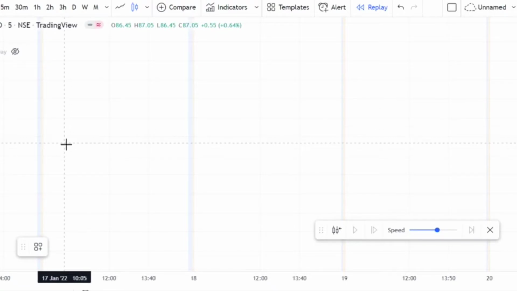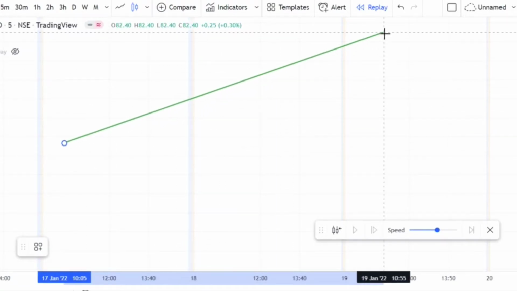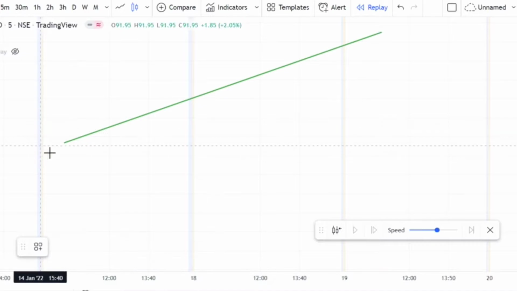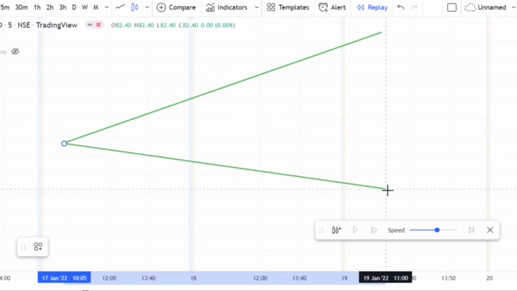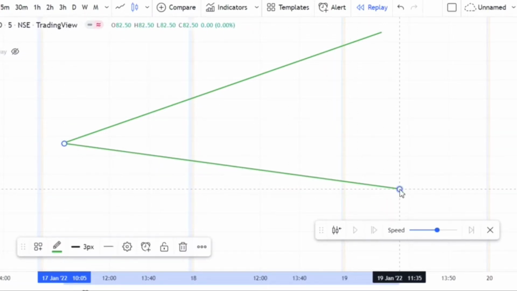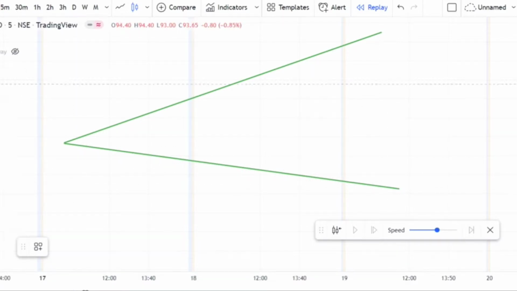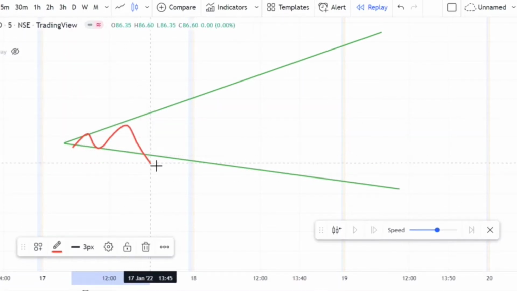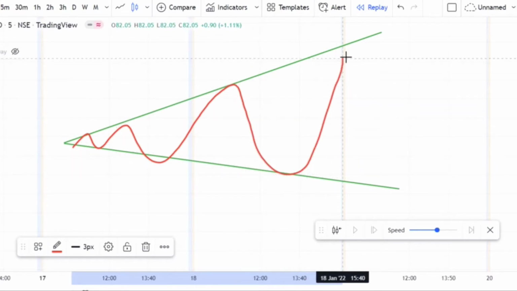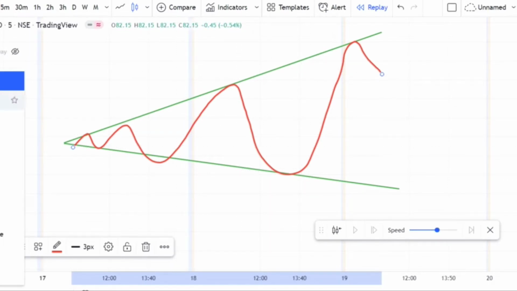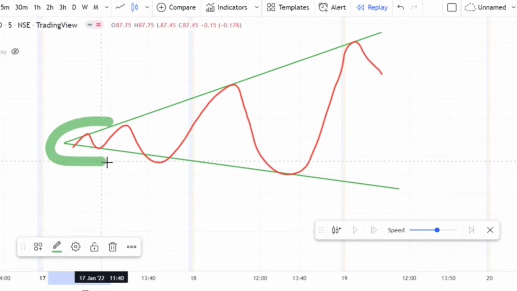The pattern is, let me draw the pattern first, right? Like this. It is something like this. It is an expansion channel pattern, right? Now let me draw the price movement. So okay, this is how the price moves in this pattern, right? So what basically this pattern is that here, if you could see, the space is very less and the price does not get an opportunity to move freely.